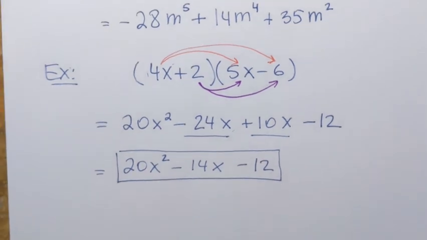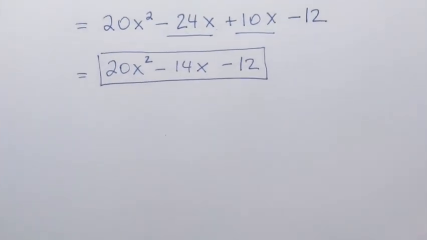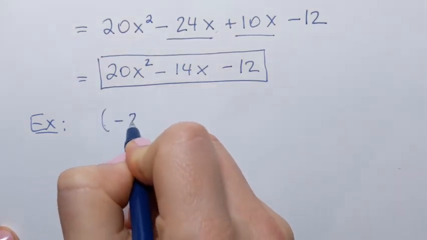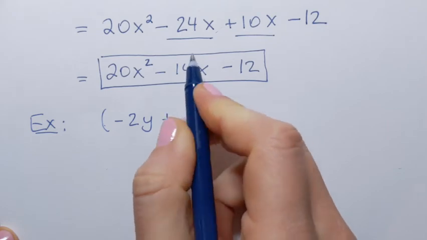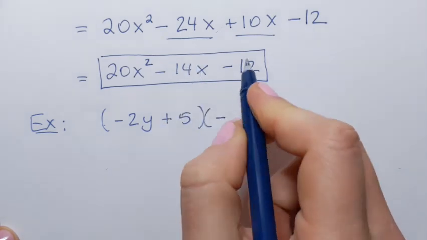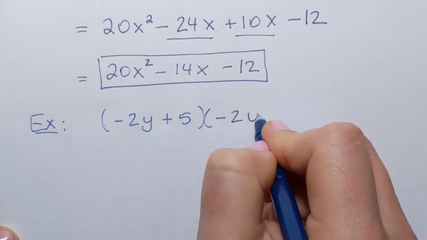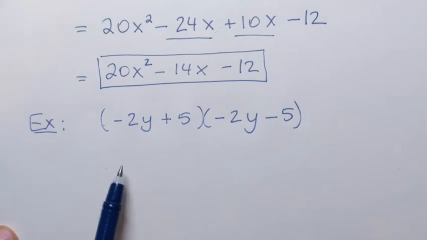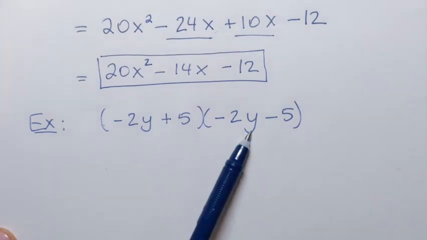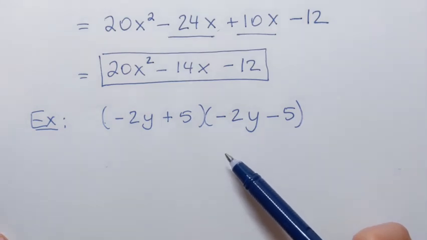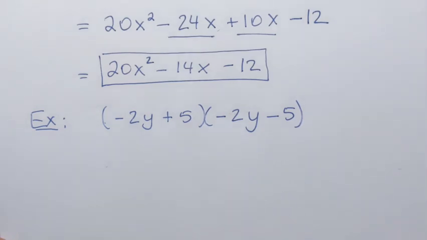We're going to try one more example. In this example, we're going to be multiplying negative 2y plus 5 by negative 2y minus 5. Now, I suggest you pause the video and try that example on your own using the steps from the previous examples, and then you can compare your answer. But this is how you have to multiply.